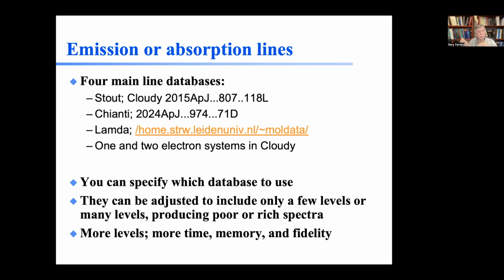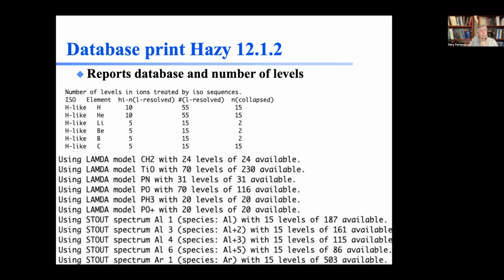So you can specify which of these databases to use, and then you can specify how many levels to include in the model. It's a compromise. If you include lots of levels, you can get a great big fat calculation. There's a lot of time, a lot of memory, but better fidelity. So it's a judgment call what you want to do here. The database print command described there in Hazy generates a report that can be very useful for understanding what you have in a different way.